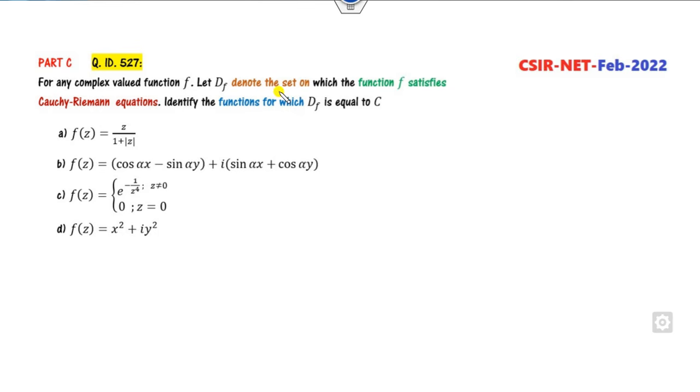Okay, which of the following complex functions satisfies the CR equations? What is that? Df is C. We have to check here. Df will be the complete complex plane when the function is analytic. When the function is analytic, then Df will be C. So you have to check which of the following is analytic.